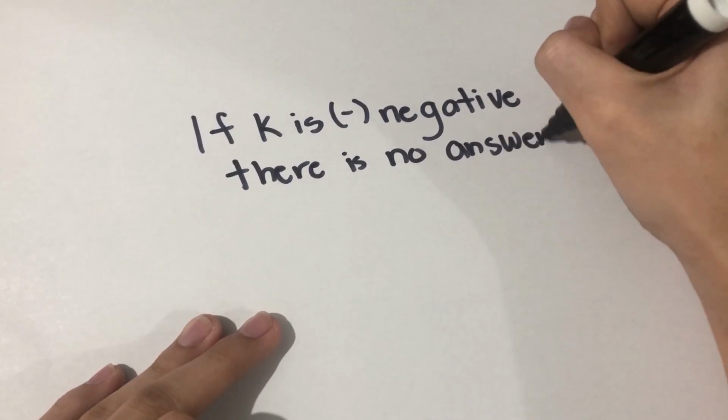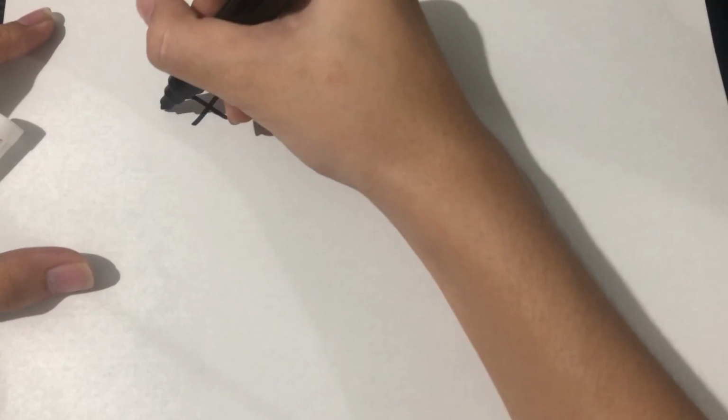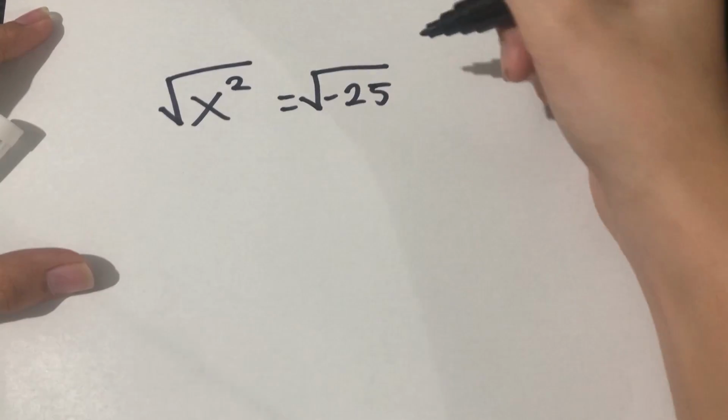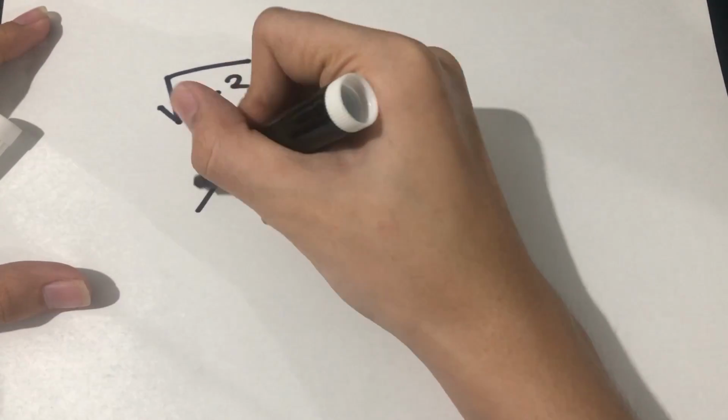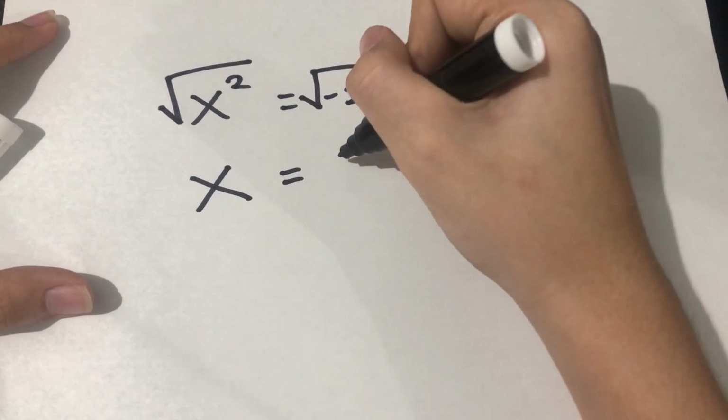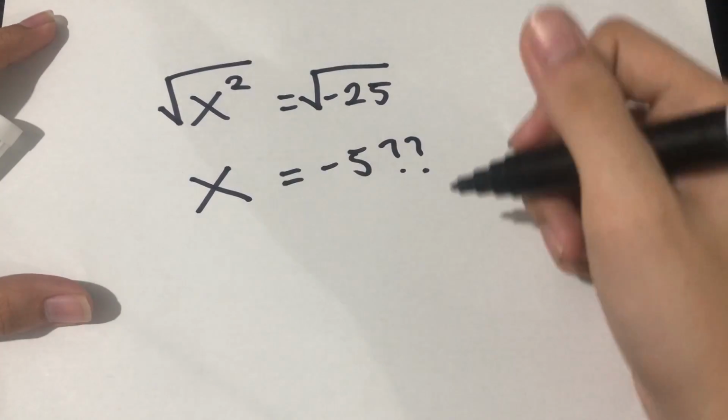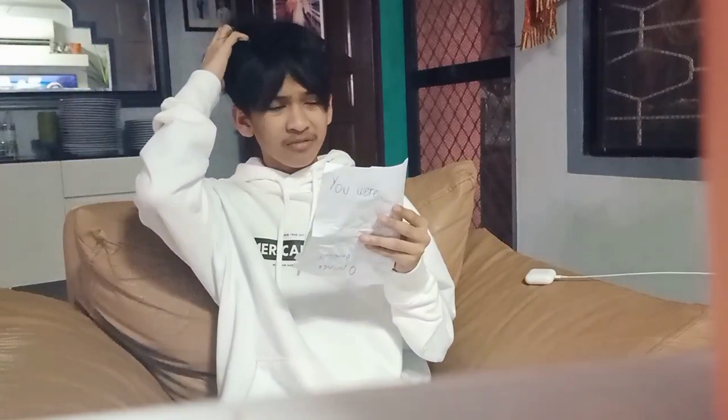To find out why, let us continue solving. Like the previous equations, let us find the square root of both sides. Our equation would now be square root of x squared equals square root of negative 25. The square root of x squared will be x. Now let me ask you, what will be the square root of negative 25? Is it negative 5, sir? Now, it is not negative 5, because when you square or multiply negative 5 by itself, the answer will always be 25. Then, sir, what is the answer, sir?